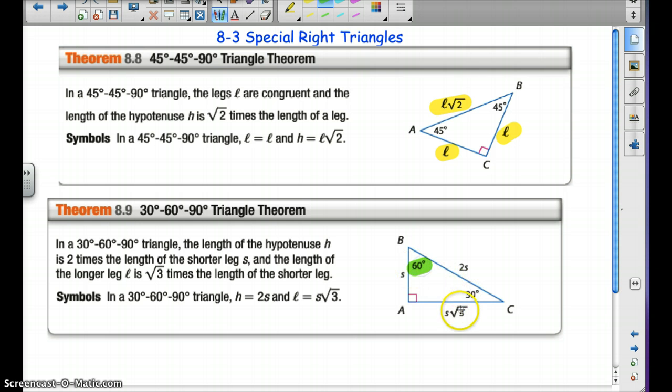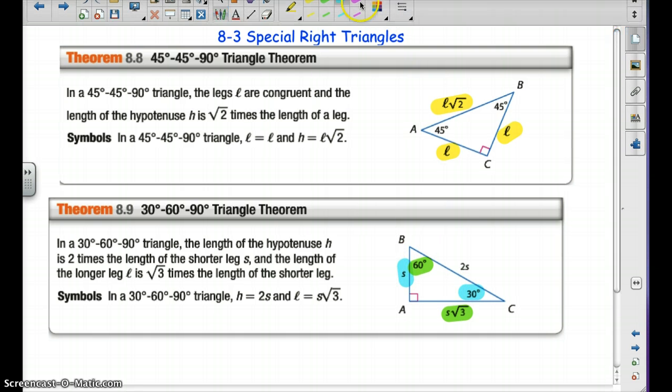So across from 60 is going to be s square root of 3. Across from 30 is always going to be s. And across from 90 is always going to be, I'll make a different color here, 2s. And so you have to have that memorized, or you have to know that.